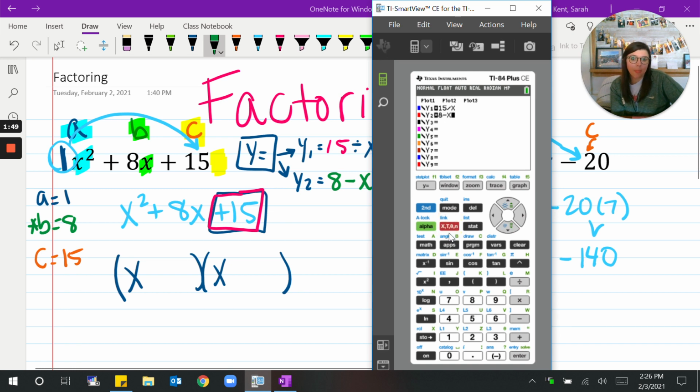So if I go back to my calculator, y1, I want 15 divide x, and then y2, I have 8 minus x. This will help us find where our numbers meet, because our numbers need to multiply. The opposite of multiply is divide to get 15, and they need to add to get 8. The opposite of add is subtract. So we're using opposites to have the calculator work for us. So we need to see a table. We'll press second graph, and then here you can see we've got a whole bunch of numbers. We want the blue and the red to be the same number.